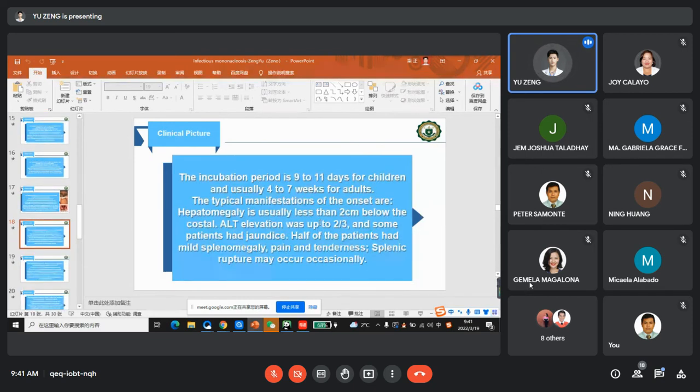The incubation period is 9 to 11 days for children and usually 4 to 7 weeks for adults, as we have mentioned before. So the typical manifestations of the onset are hepatomegaly, usually less than 2 centimeters below the costal margin. ALT elevation was seen in up to 2/3, and some patients had jaundice. Half of the patients had mild splenomegaly, with pain and tenderness. Splenic rupture may occur occasionally.